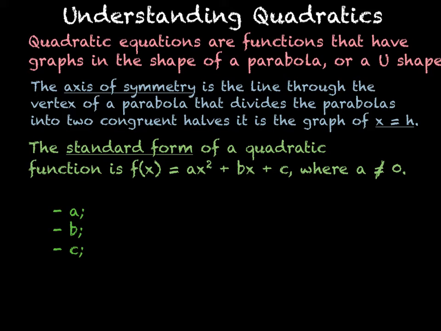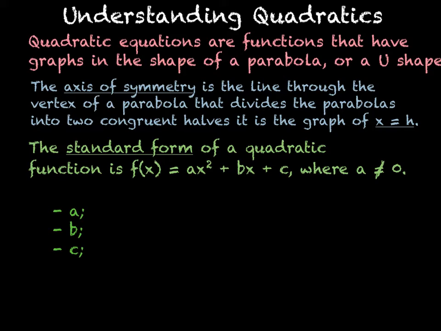Understanding quadratics. Quadratic equations are functions that have graphs in the shape of a parabola, or a U shape. The axis of symmetry is the line through the vertex of the parabola that divides the parabola into two congruent halves. Its graph is the line x equals h, where h is just the x-coordinate of our vertex.